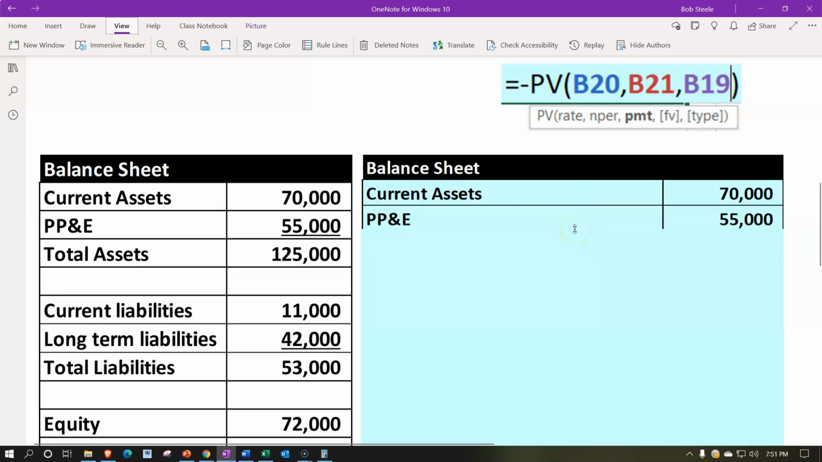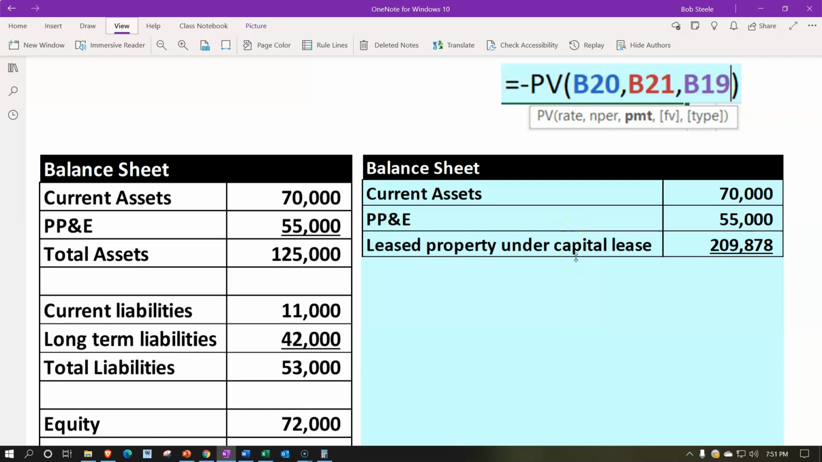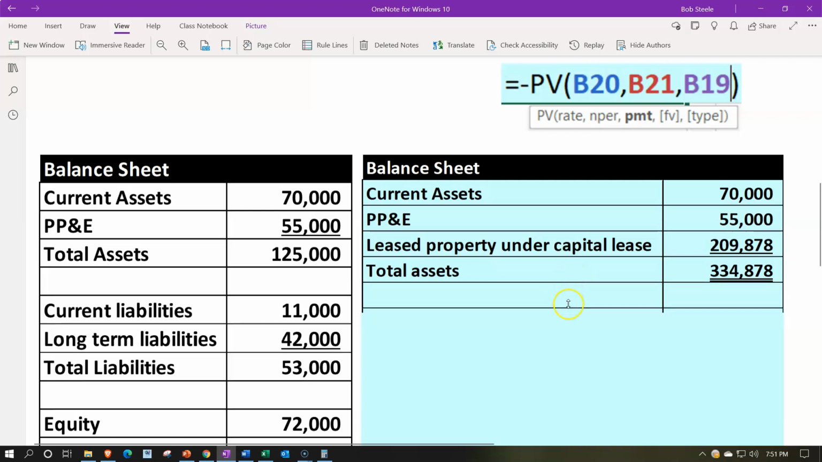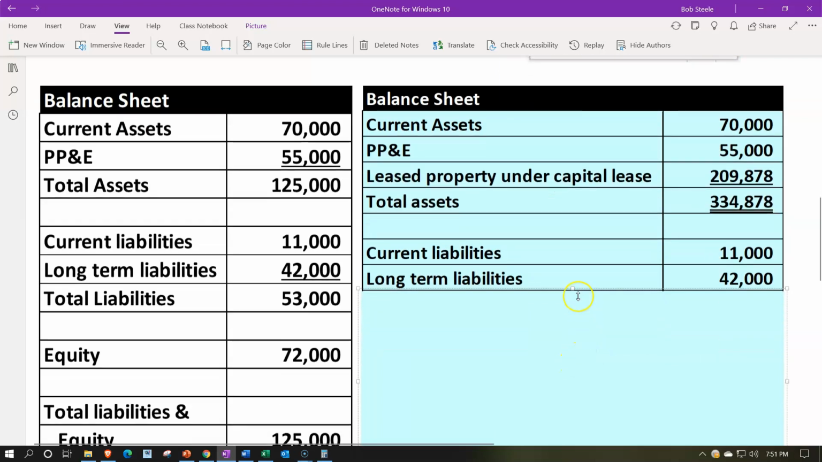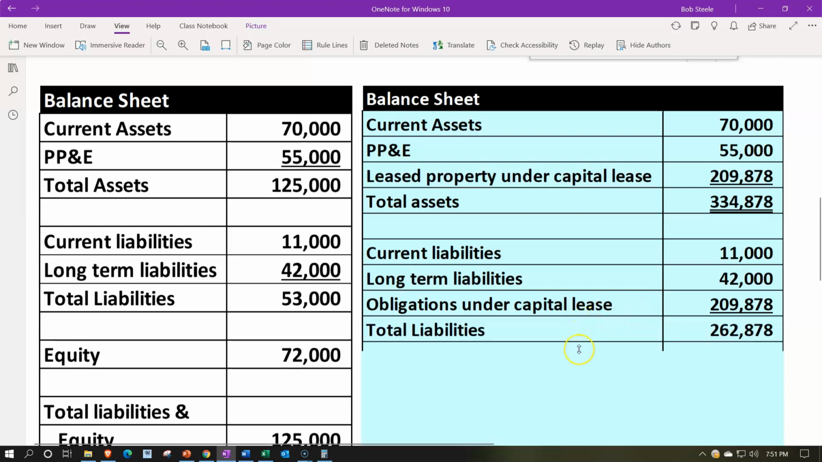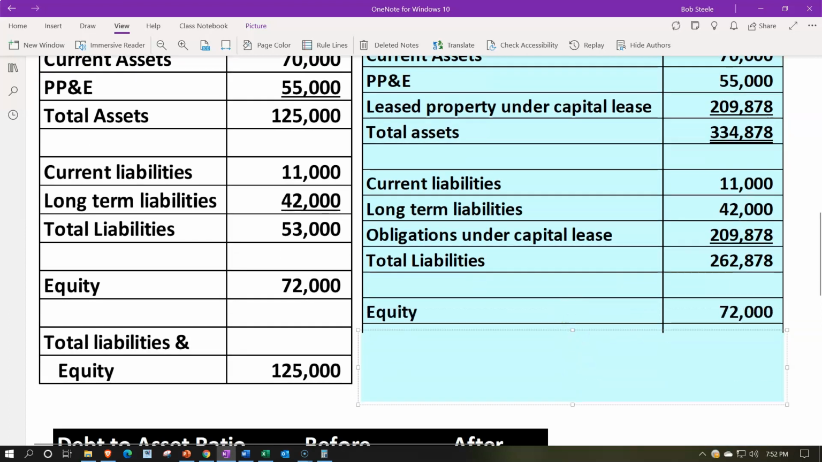$70,000 current assets, property, plant, and equipment still at $55,000, and then we're adding the leased property under the capital lease. So that's going to be the asset, $209,878. The 70 plus the 55 plus the $209,878 gives us the total assets of $334,878. On the liability side of things, we still have that $11,000 of the current liabilities, same as before. Long-term liabilities still at $42,000, but now we have the obligation that we're assuming at the same $209,878. Adding up the $11,000, the $42,000 to $209,878, we get to a total liability of $262,878. That gives us the equity of $72,000.